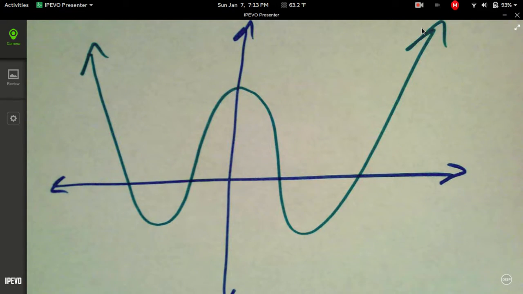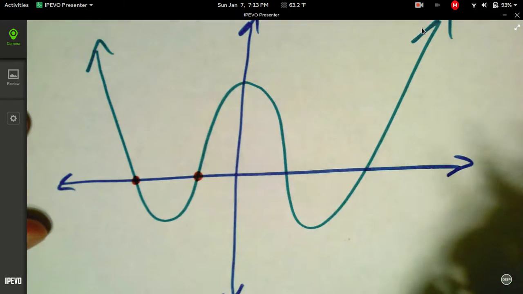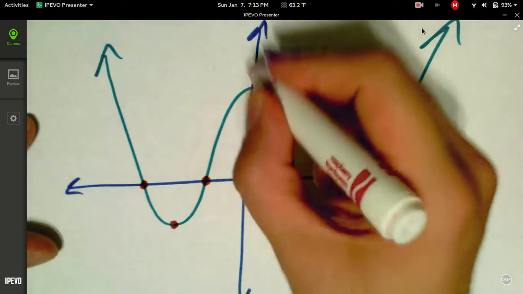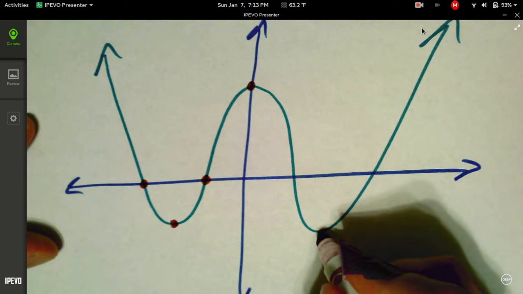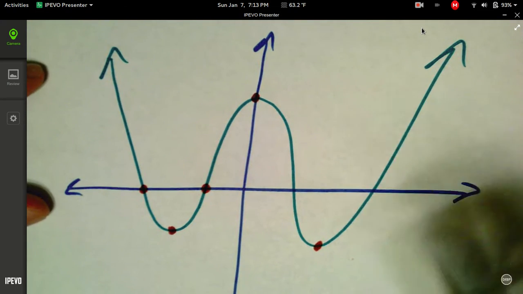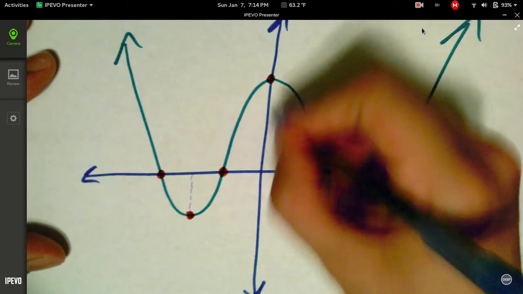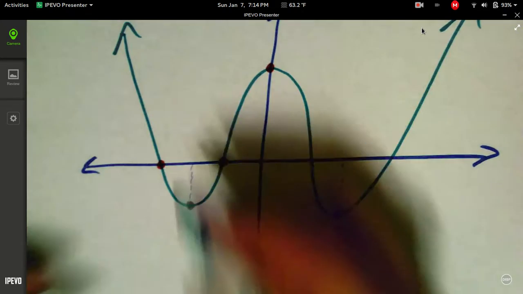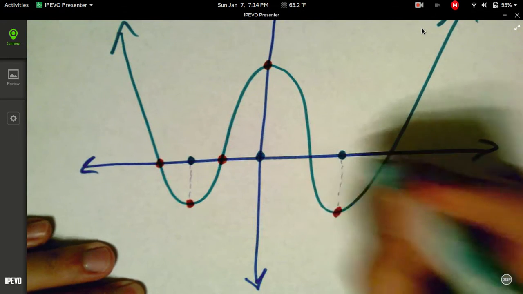So let's mark our zeros off here. So we have a 0 here. We have a 0 here. No, I'm sorry, that's totally wrong. I totally messed that up. We have a maximum there. We have a minimum here, a maximum here, and another minimum here. Okay, so those values are going to go to 0, so we will have zeros at those points. So we'll have zeros here, a 0 here, and a 0 here.